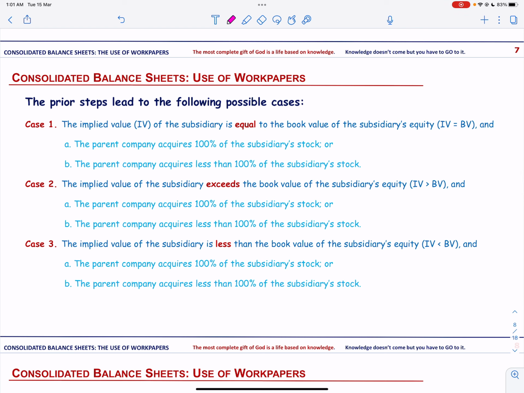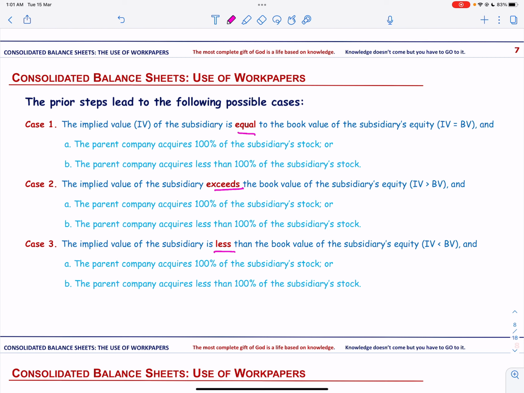Implied value is equal to the book value, implied value exceeds book value, or implied value is less than the book value. We make two types of entries when preparing a consolidated financial statement: actual entries that are recorded in the books of one of the two companies, and work paper only entries. These entries are never posted to the books or accounts of either company's general ledger. However, these entries will be repeated each year in the consolidating process.